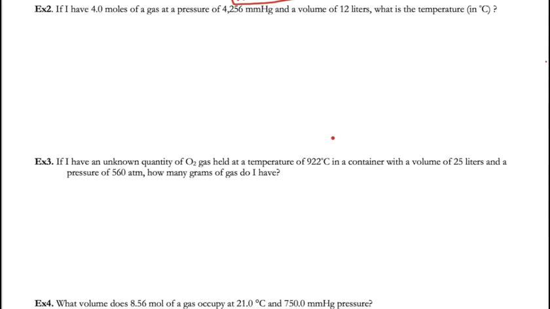If I have 40 moles, so now I'm being given my number of moles, my N, of a gas at a pressure of 4,256 millimeters of mercury, so that is my pressure, and a volume of 12 liters. Okay, if I have that, what is the temperature in degrees Celsius? So I'm solving for T. Okay, so let's plug and chug. PV equals nRT.